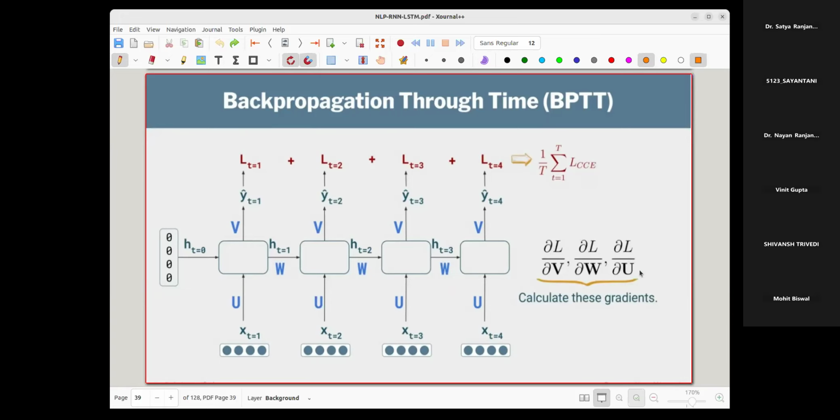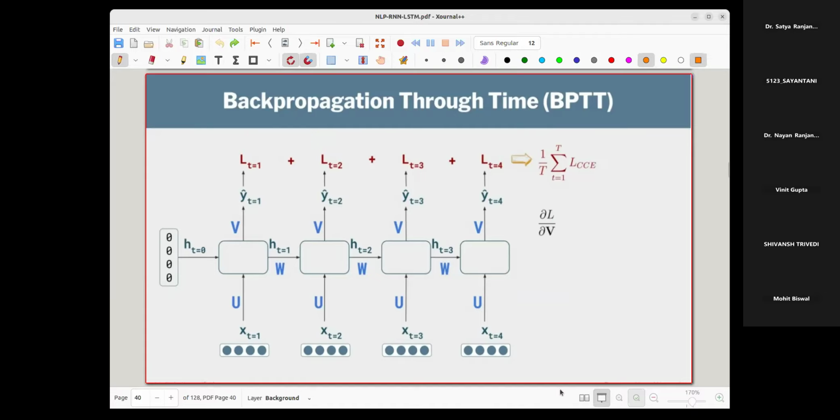Now the question is how you will calculate these partial derivatives, because at different time steps it is unrolling. That means at a particular time step t equal to 4, these things are already passed. So how will we do that? We have to find out how we can calculate the derivative with respect to v, w and u. Let's see. We'll not calculate in detail, rather for your simple understanding I am just discussing something.